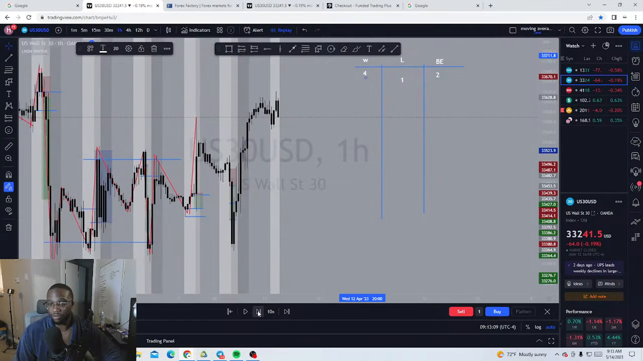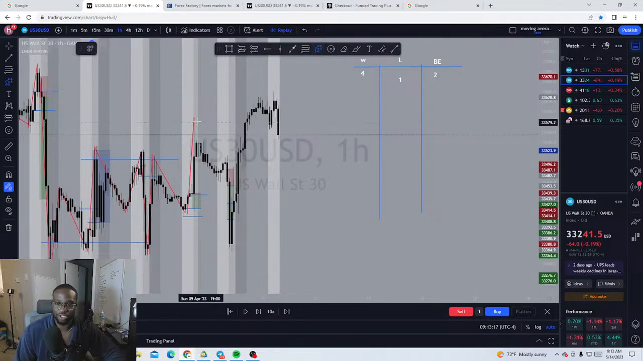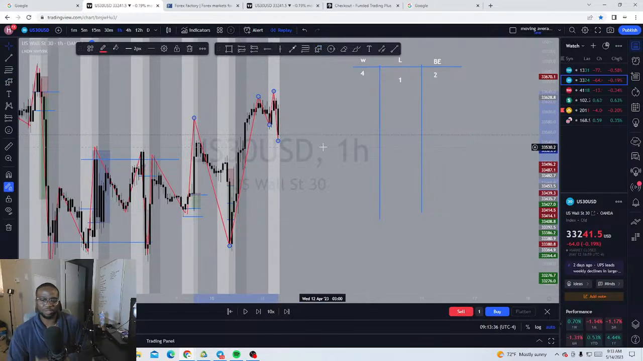Ooh, you see that? All right, so again, I'm showing y'all structure. Just keep following the structure. You see how it came down here, but it didn't break here. So it had another double bottom right here. It popped up and broke these highs. Now we're having this pullback right here, this nice pullback. Let's see what this pullback is about.